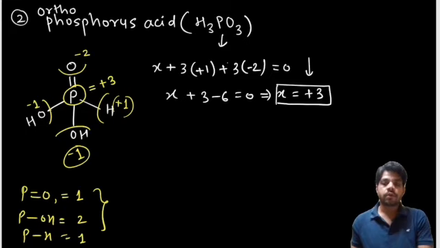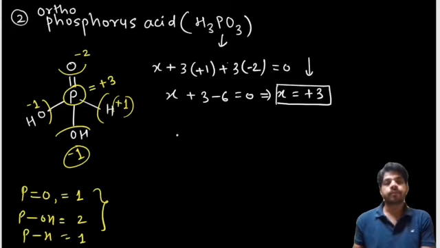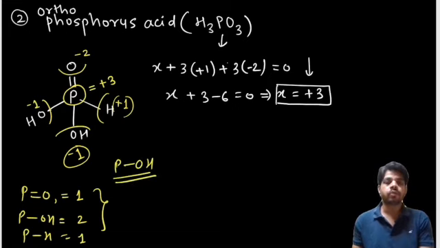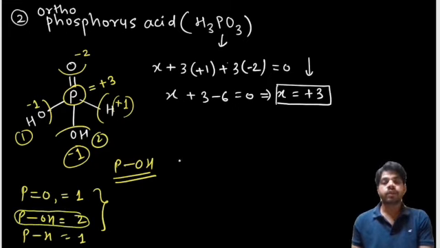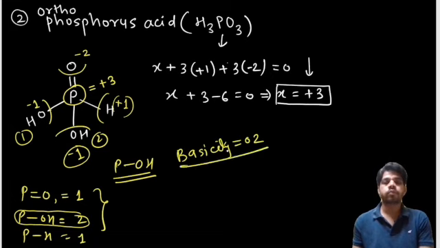Now let's check the basicity of this molecule. How many basic groups are present in orthophosphoric acid? We have to check the number of OH bonds, or we can say the number of P-OH bonds. You can see this one is, and the other one is this. You can directly see from this portion as well. The number of P-OH bonds is 2 here, so its basicity would be equal to 2.